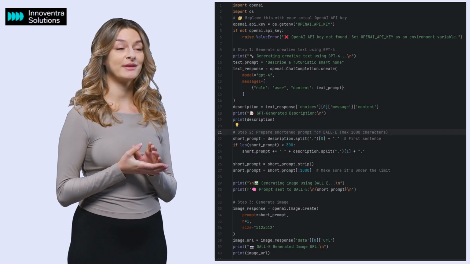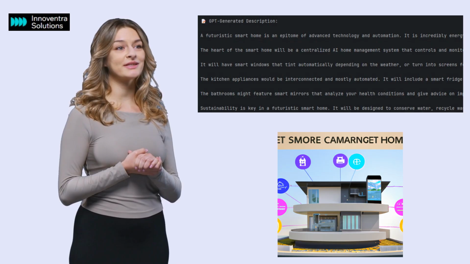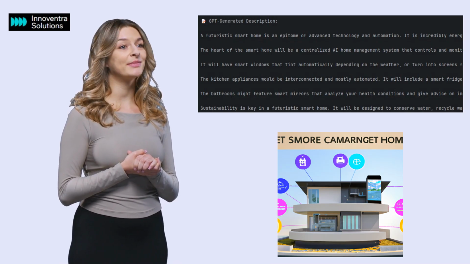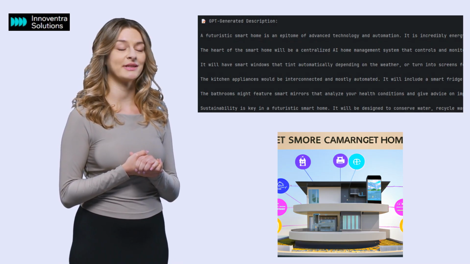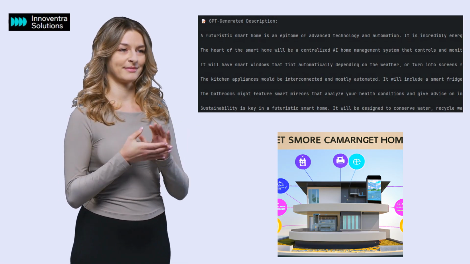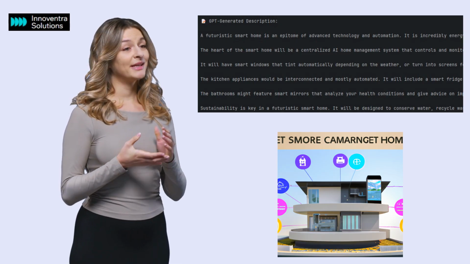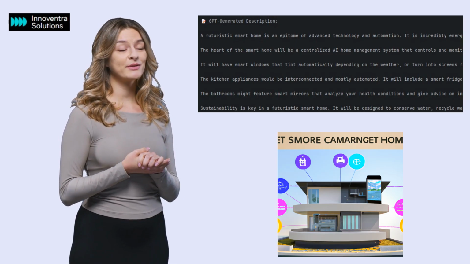Let's see the output of this code now. Here, from the input of Describe a futuristic smart home, the GPT generates a much more detailed description of the smart home, which is shown in the black screen. This output goes as input to talk to DALL-E, and the resulting picture is shown at the bottom right.